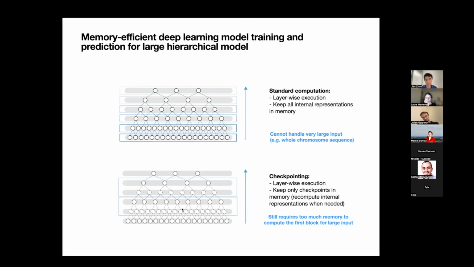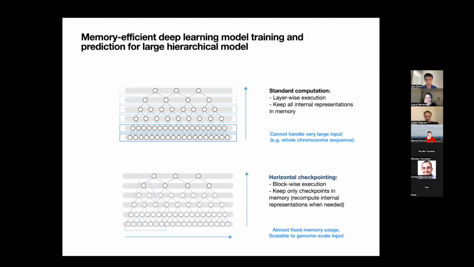But this is still not feasible for this kind of model, because even for the first layer, we cannot compute it. We cannot compute even a single layer of representations in this model. So checkpointing is not enough. What we do instead is horizontal checkpointing. The idea is that we execute only a subset of the model in the horizontal direction, so you only compute it for a subset of the sequence at a time.